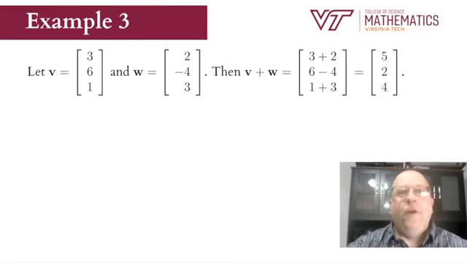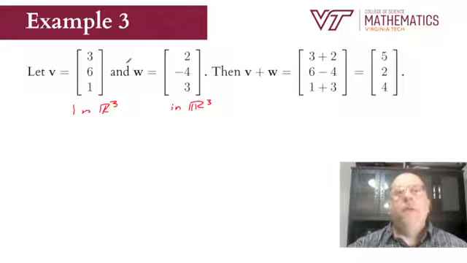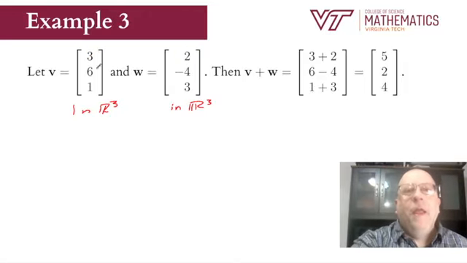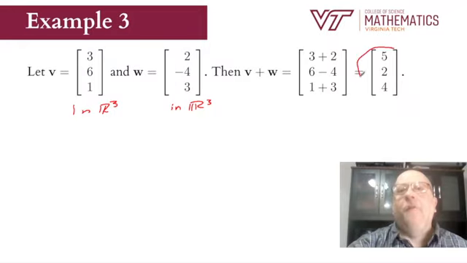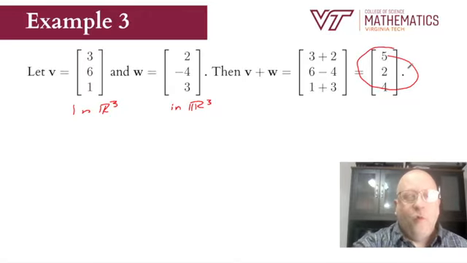So for example, here I have a vector 3, 6, 1, and this vector is in R3. And this vector is also in R3. And so they have the same number of components. So we can add them by adding the first components together. 3 plus 2 is 5. And then we can add the next components together. 6 and negative 4 is 2. And then add the bottom components. 1 plus 3 is 4. And our final answer is 5, 2, 4.